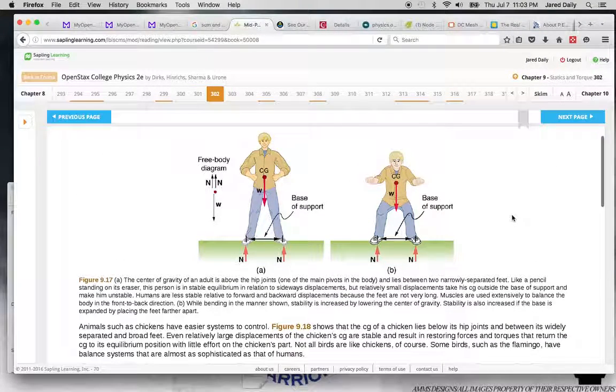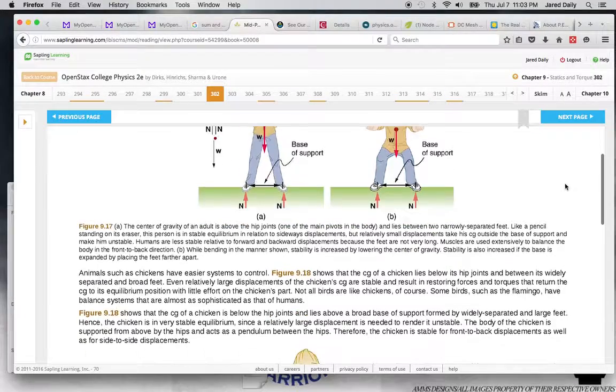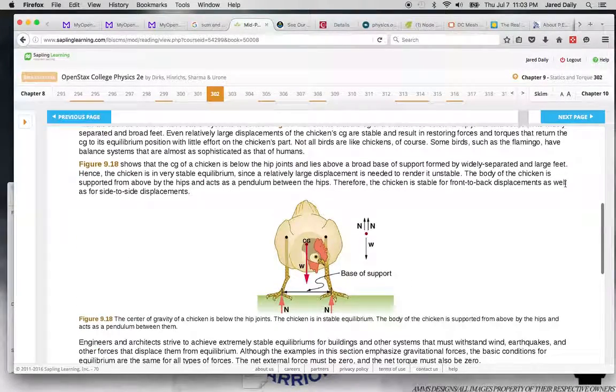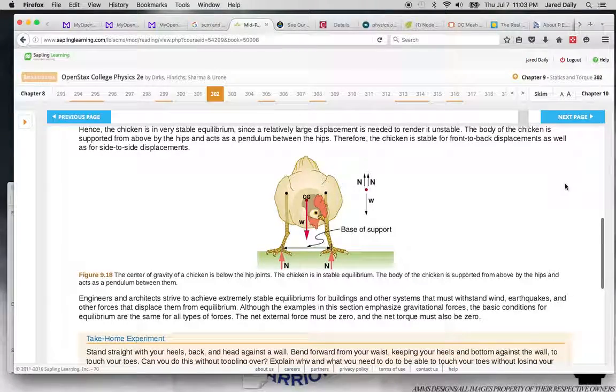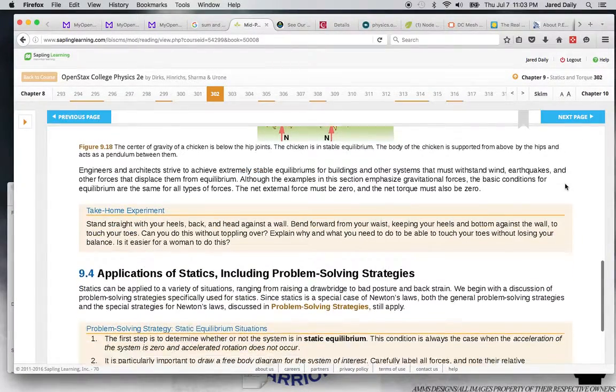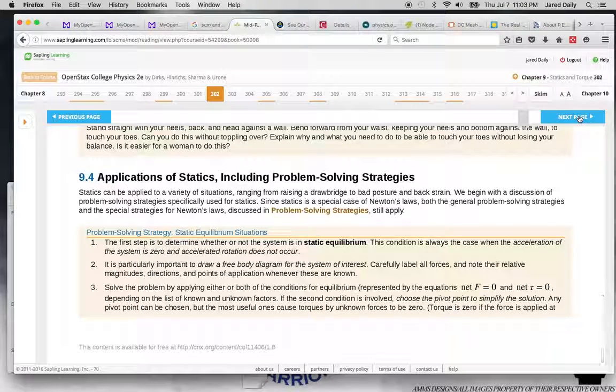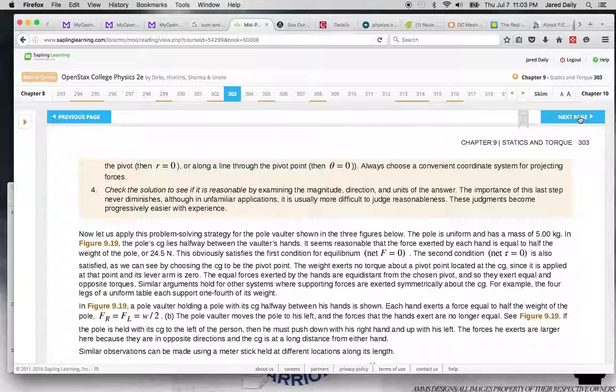And this is, of course, one of the reasons that athletes get down low. It actually creates a stable equilibrium for them, so that they're not tripping, falling, or rolling over when they try to do something in their sport. So how do we solve problems with torques?